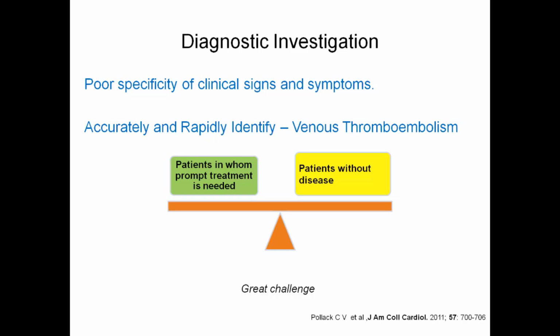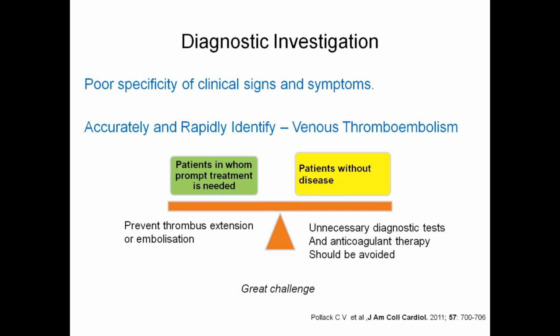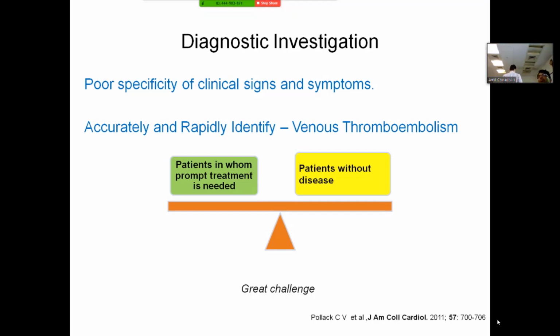So we have to identify these patients because these are very acute, okay, and we have to identify them rapidly. Which patient will undergo treatment and which will not will depend upon your imaging. If you correctly identify, then you can prevent the thrombus from extending. If you falsely label them, it is an unnecessary diagnostic test and the patient will be on anticoagulant and lifelong therapy. So it is a great challenge actually.